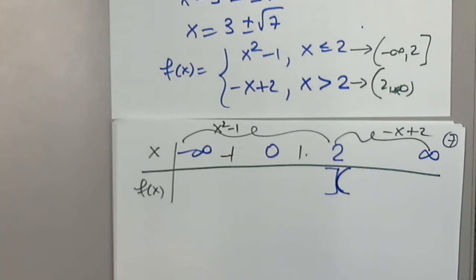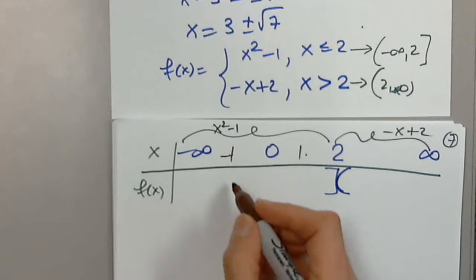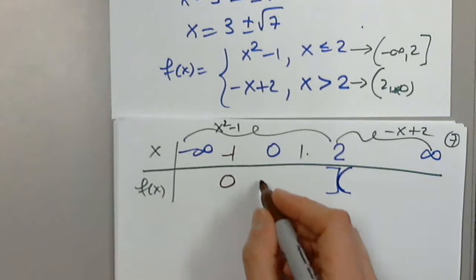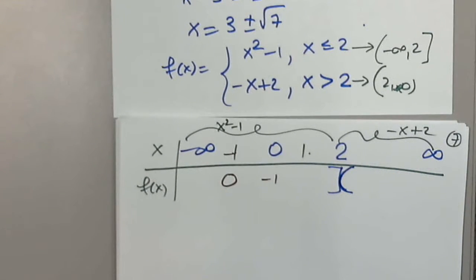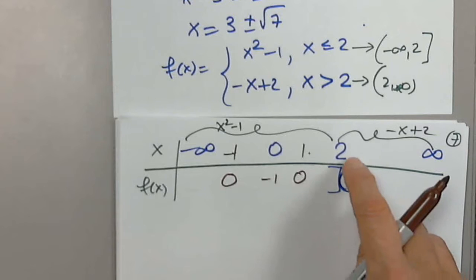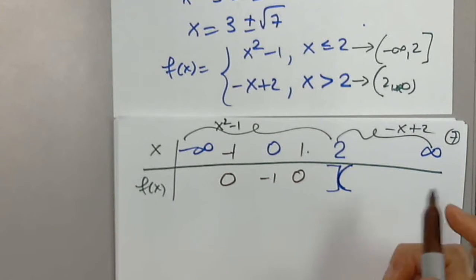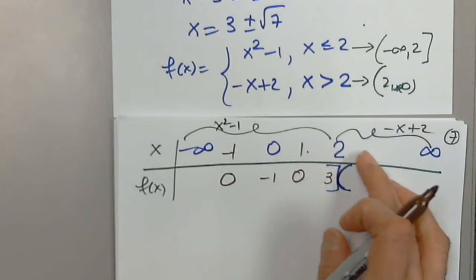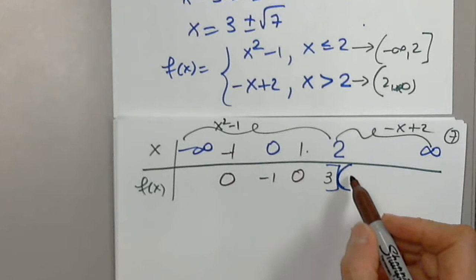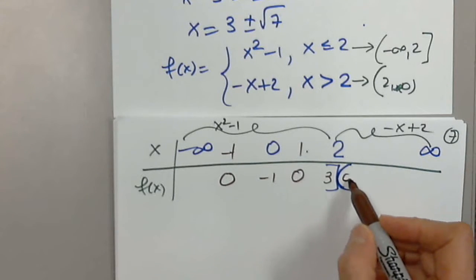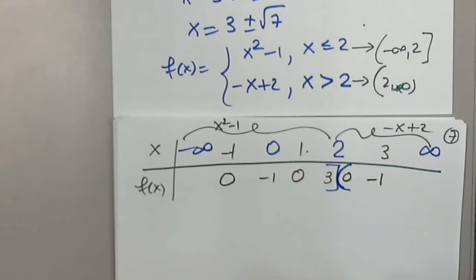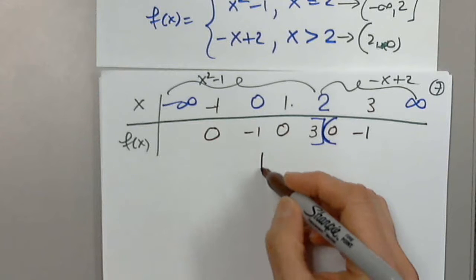So let's plug in negative 1. What do we get? Awesome. Let's plug in 0. What do we get? Awesome. Plug in 1. Good. Plug in 2. And I have to put the number right here inside the bracket. Good. Plug in 2. Plug in 3. Negative 1. Good. That's all we need.